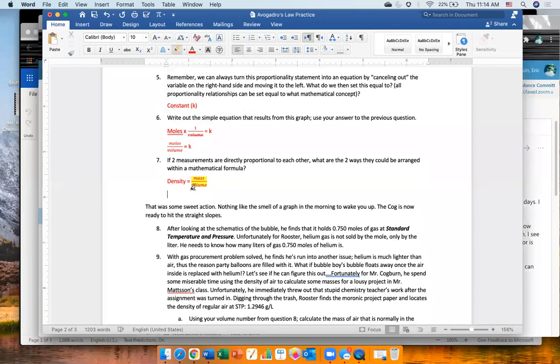So let me see here. So we could also look at, let's see. I don't have another one that's really off the top. Let's look at this equation.